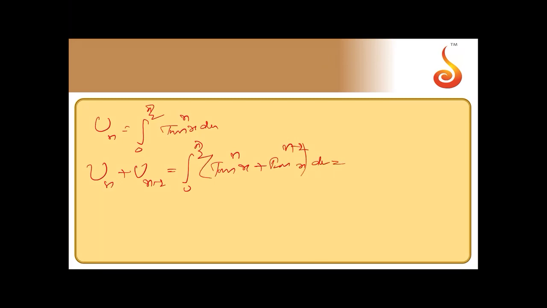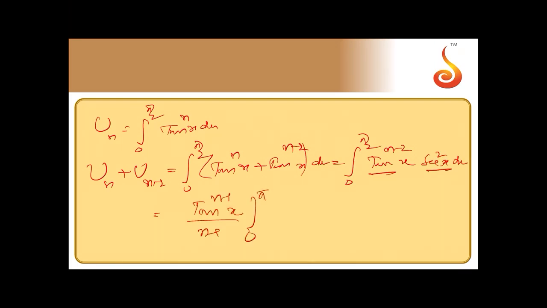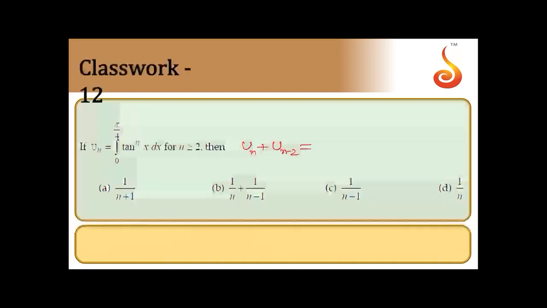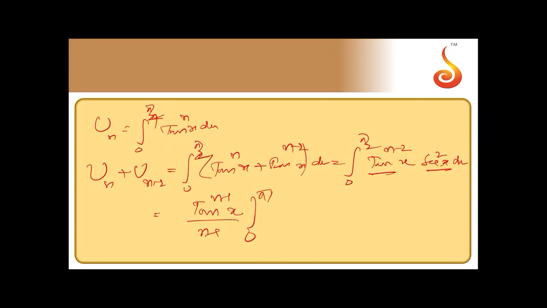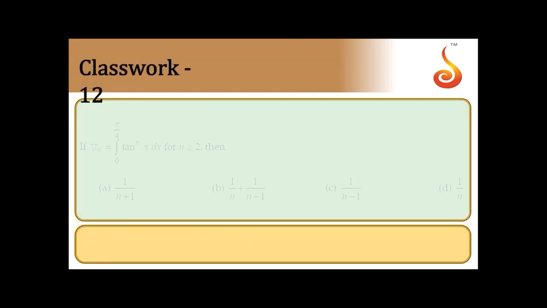So why don't you take out the common value, integral 0 to pi by 4 tan to the power of n minus 2 x into 1 plus tan square, secant square x dx. f to the power of n f dash x. So tan to the power of n minus 1 x by n minus 1, 0 to pi by 4. It's pi by 4, not pi by 2. So of course, definitely this answer is equal to 1 by n minus 1, minus 0. So the answer is 1 by n minus 1.